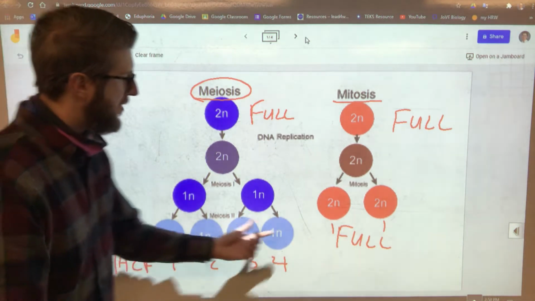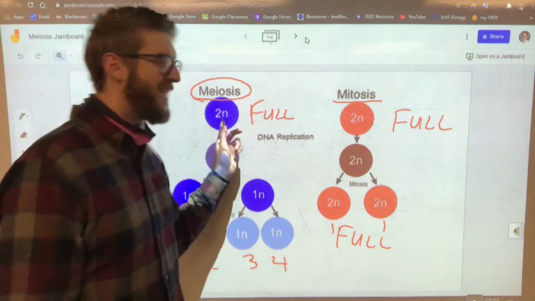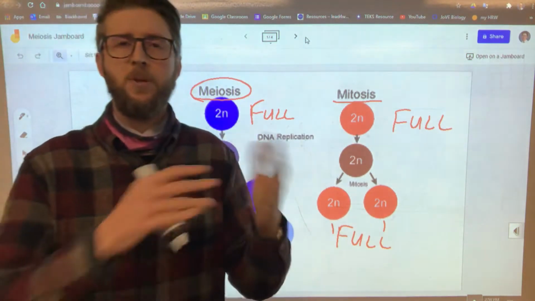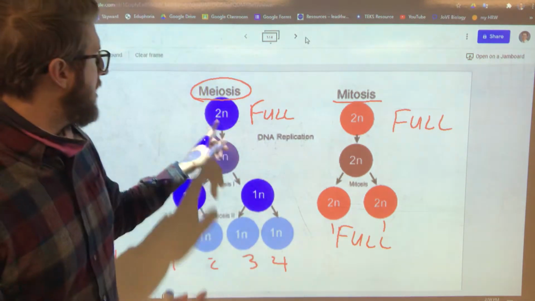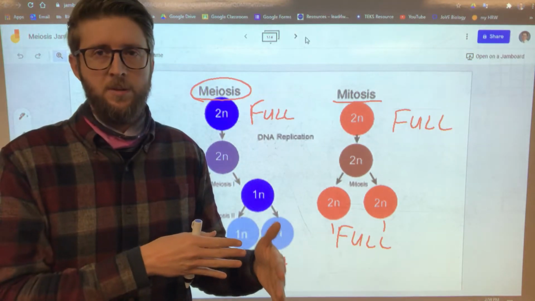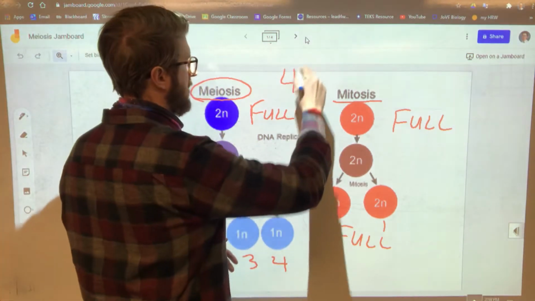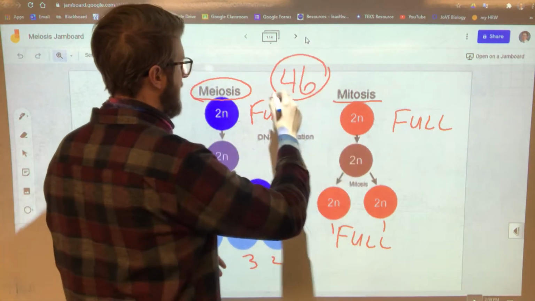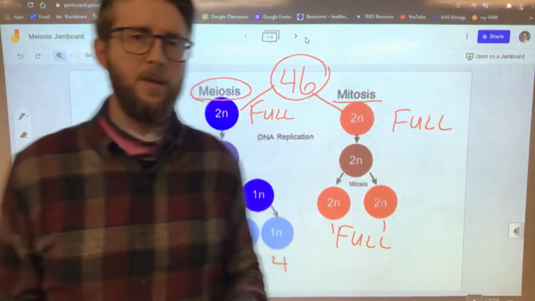Okay, so that's where this 2N and 1N come in. The N, the letter N, is just an abbreviation for a set of chromosomes. So your cells actually have 2 complete sets of chromosomes. There are 46 chromosomes inside of a regular cell.